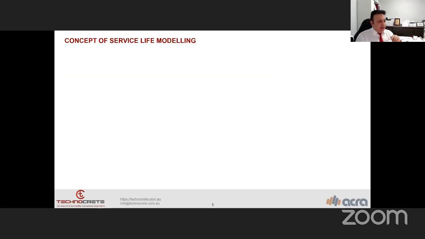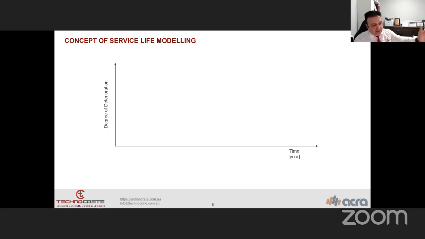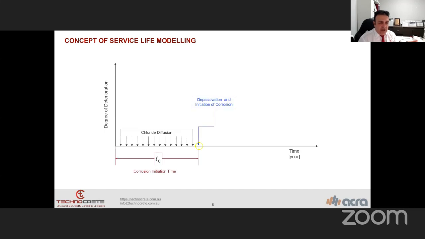Then for the concept of service life modeling, you may have seen this one. After Tuutti 1984, we have the degree of deterioration as the vertical axis and exposure time to the environmental exposure, in years. Let's say we have a chloride environment, we have chloride diffusion, then what will happen after some time? We have corrosion initiation time or depassivation of the steel reinforcement. After some time, we will have the first crack or crack formation on the concrete cover.